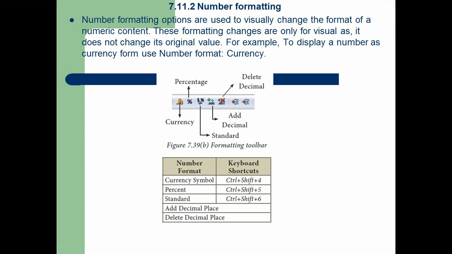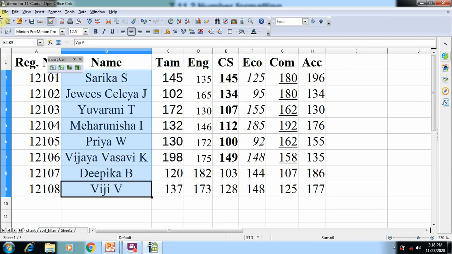Now we are going to see the number formatting. So what is number formatting? Number formatting means we can add special symbols like currency, percentage, and we can also add decimal points, or remove the decimal points, or make it standard format. These are different types of special formats available only in OpenOffice Calc. These formatting options are not available in Writer. So now we are going to see the number format.